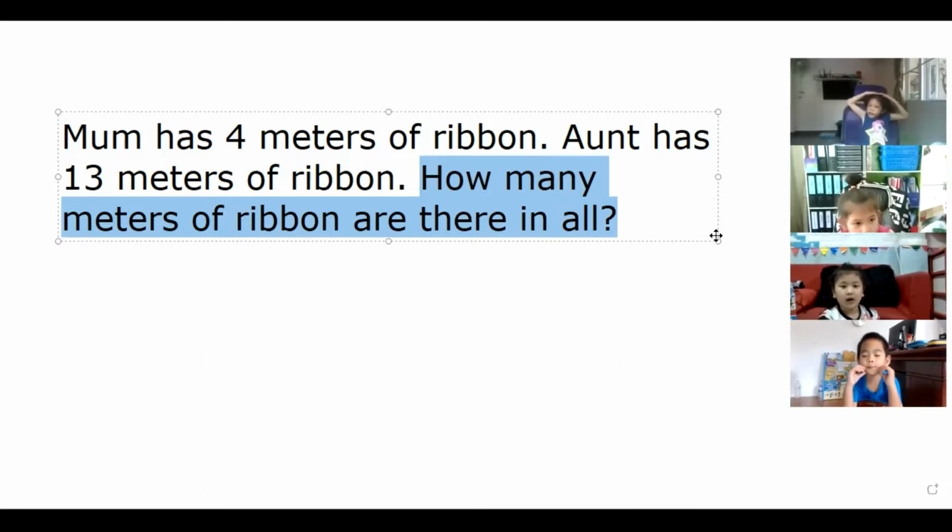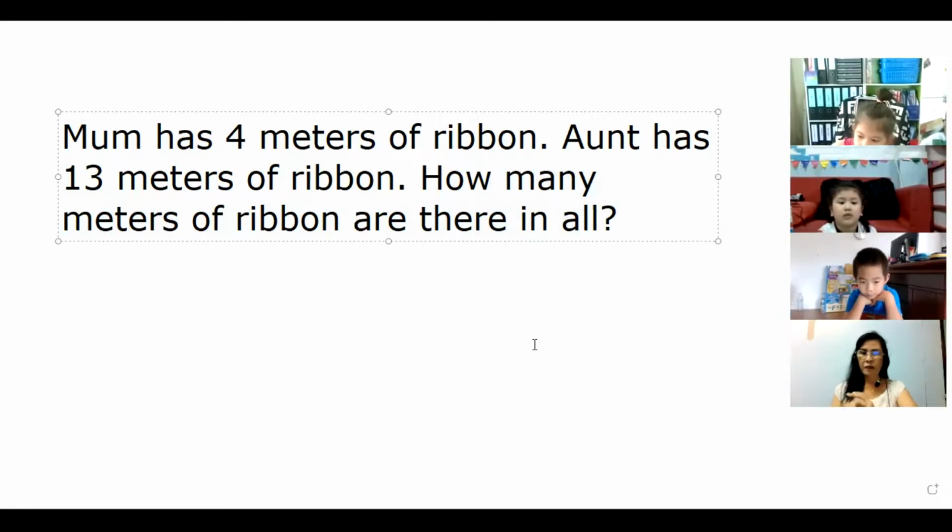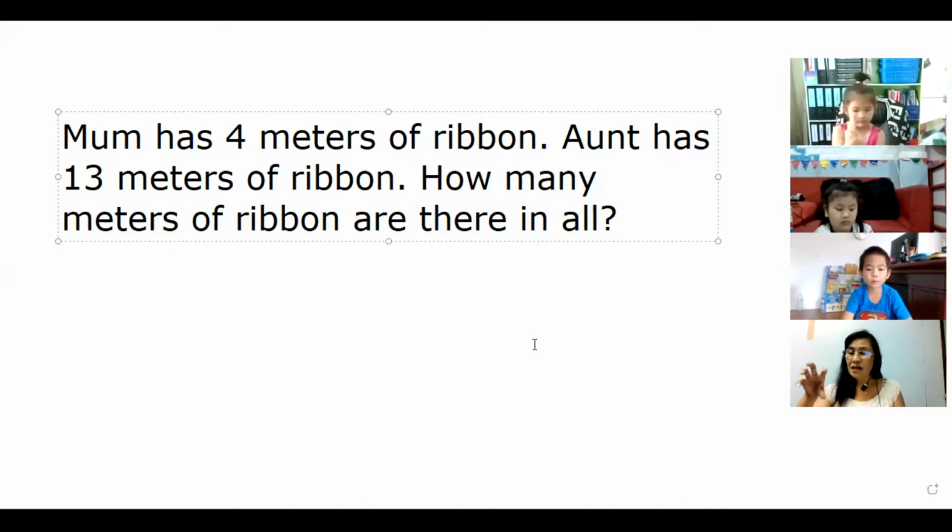All right, so how many meters of ribbon are there in all? So that is step two. Thank you, Yanin. Then we move on to number three. How are you going to solve the problem? The first one was, what are the numbers given? 4 meters of ribbon, 13 meters of ribbon. And then, how many meters of ribbon are there in all? That is the problem. What is being asked?